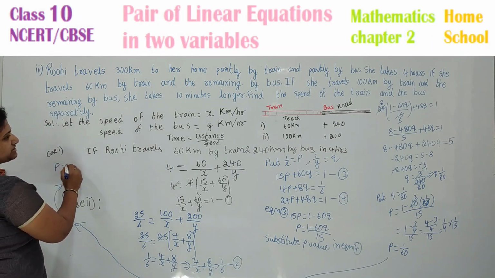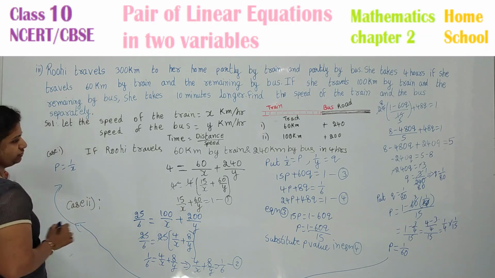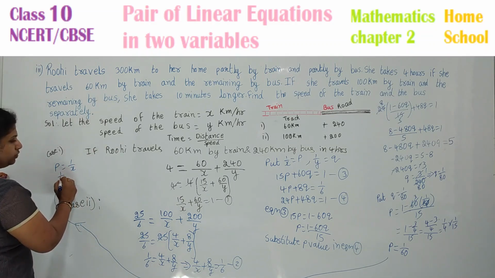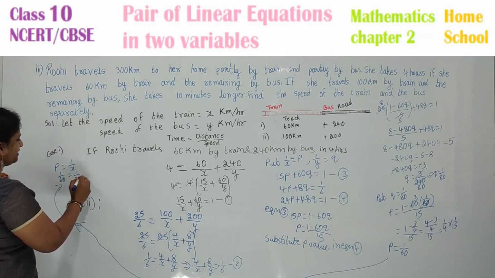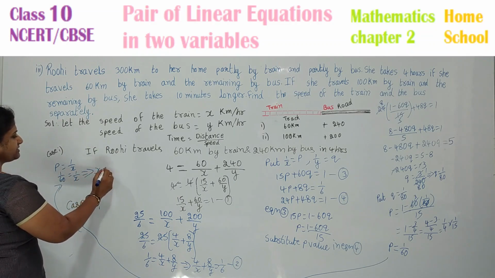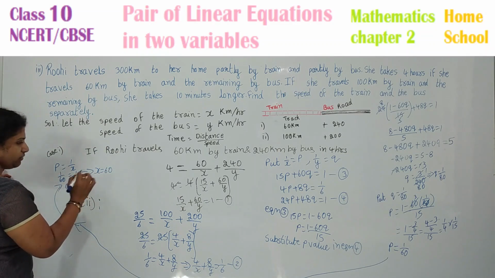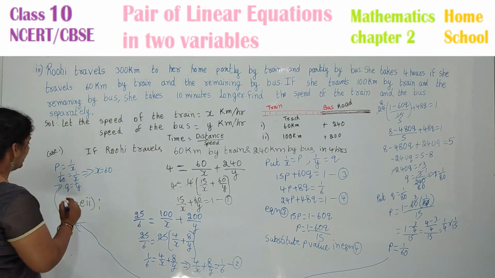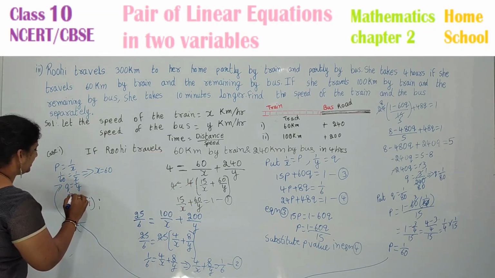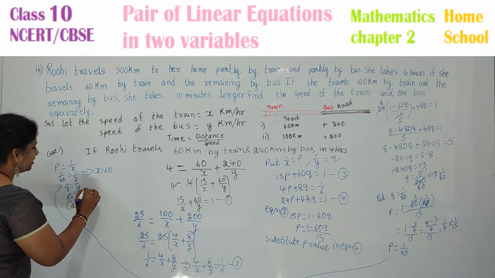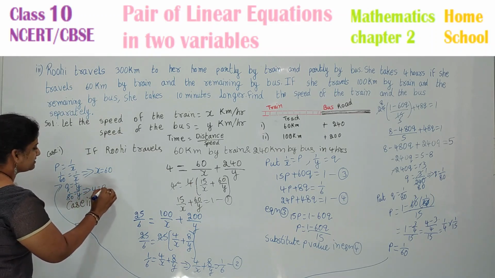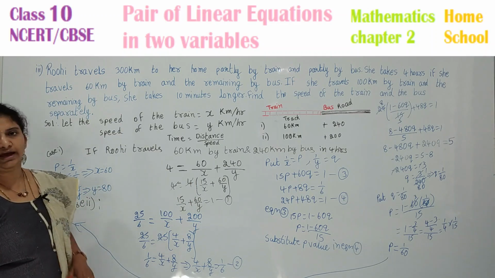So p is equal to 1 by x I have assumed. What is your p value? 1 by 60 is equal to 1 by x. That implies x is equal to 60. Similarly, q is equal to 1 by y and your q value is 1 by 80. 1 by 80 is equal to 1 by y. That implies y is equal to 80.